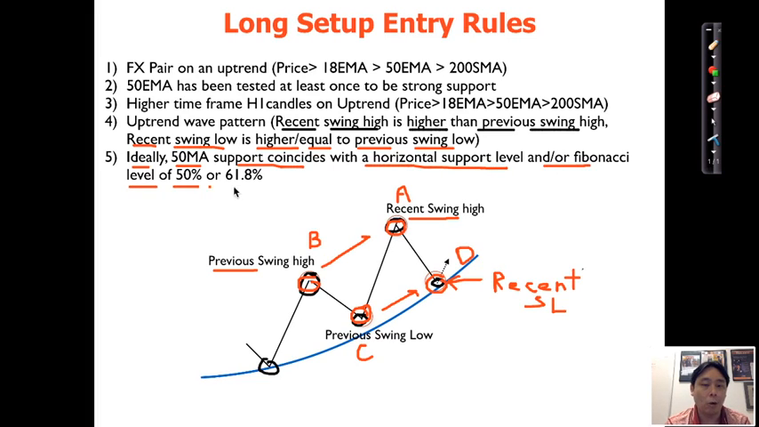Next, ideally, the 50 moving average should also coincide with a horizontal support level or a Fibonacci level of 50% or 61.8%. Now, point number 5 is not a must. It is a good to have. It's a very high probability trade, but if I do not have that, I may still enter the trade. So what do I mean by that? Let me explain.